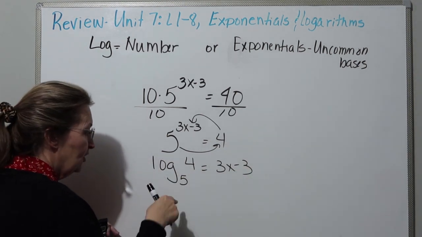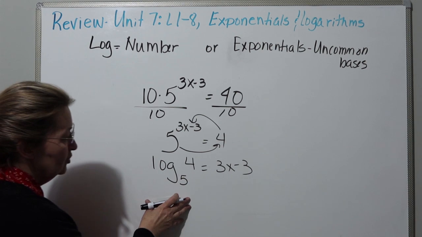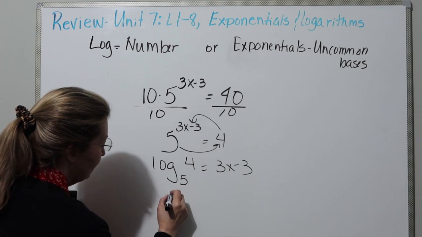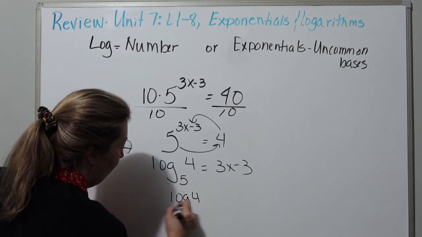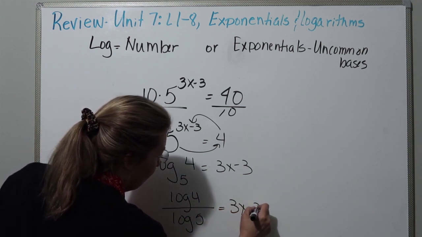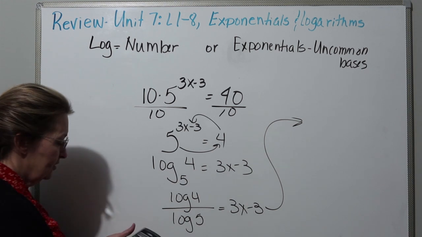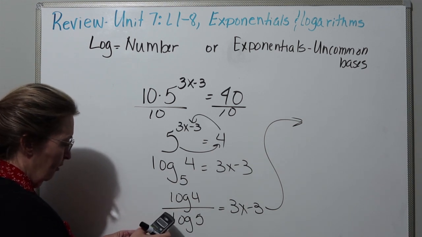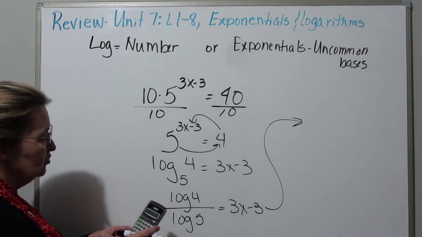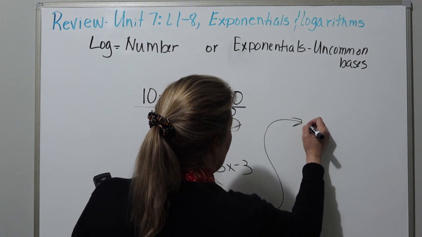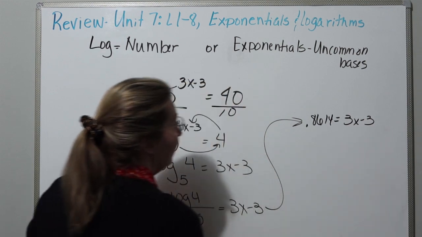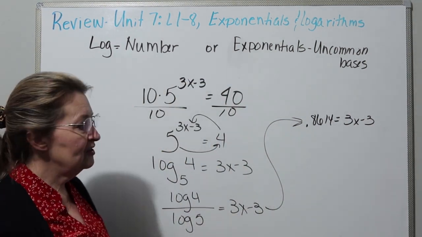Now that this is all numbers, I can change this to a decimal. Once again, I don't have a calculator with an nth base, so I'm going to have to divide log 4 over log 5. And I'm probably going to come over here. So let's do 4 log divided by 5 log, and I get 0.8614. So 0.8614 equals 3x minus 3. Now I know you don't like that decimal, but you can still work with it.